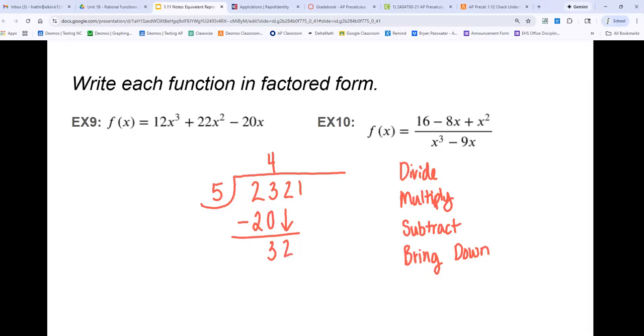All right, so we bring down this 2. How many times will 5 go into 32? 6. 6 times 5 is 30. We'll subtract. We get a 2. We'll bring down. We get a 1. How many times will 5 go into 21? 4. Multiply. We get 20. Subtract. We get 1. Now, you have some options here on what you can do from this point.